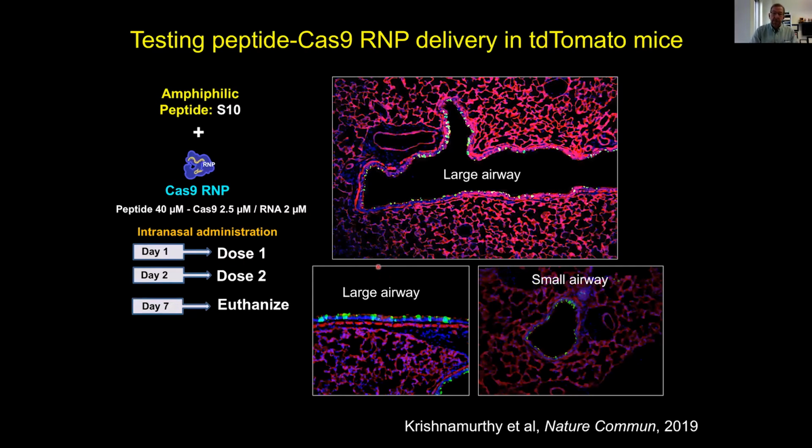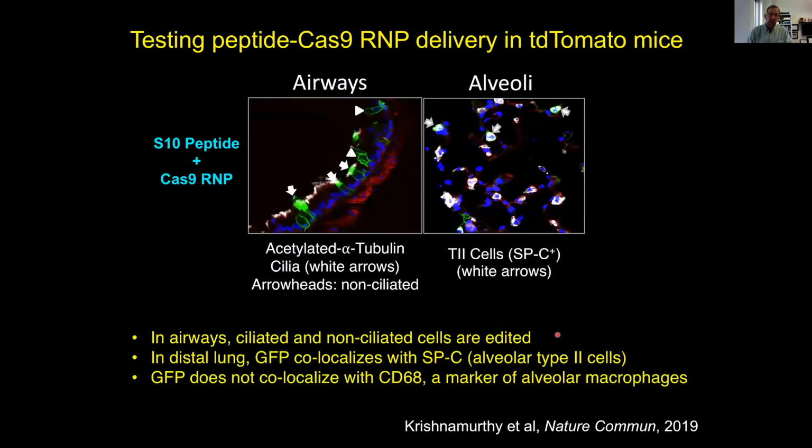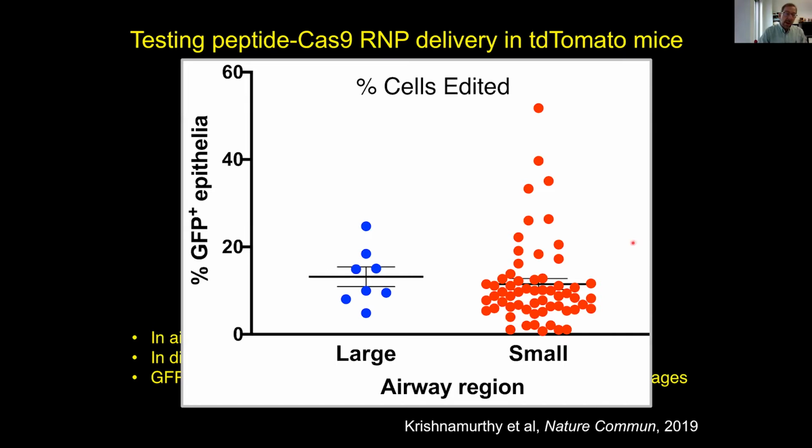And what we saw was diffuse expression of GFP along the large airways and small airways. When we looked at this at higher power, we saw that we transduced ciliated and non-ciliated cells in the airway, also type 2 cells, but we did not see transduction of alveolar macrophages. And when we quantified the transduction efficiency, or the editing efficiency, these are the results that we saw in the large and small airways.